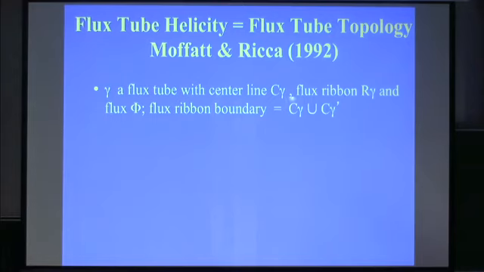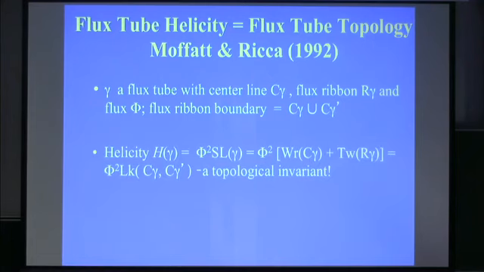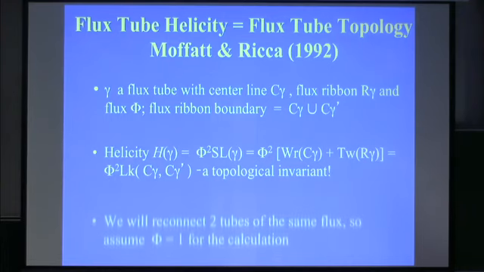So if you've got a flux tube with center line C gamma and flux ribbon R gamma and flux phi, the flux ribbon boundary is the union of these two guys, the center line and the edge of the ribbon. The helicity is phi squared times the self-linking number here. And the self-linking number of that flux tube is the writhe of the center line plus the twist of the ribbon. It's a theorem that this number is actually equal to the linking number, and it's a topological invariant, so it's preserved under diffeomorphism. If you have space moving and itself flowing, that's why this thing is an invariant.